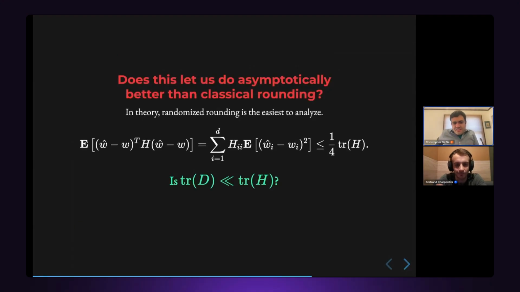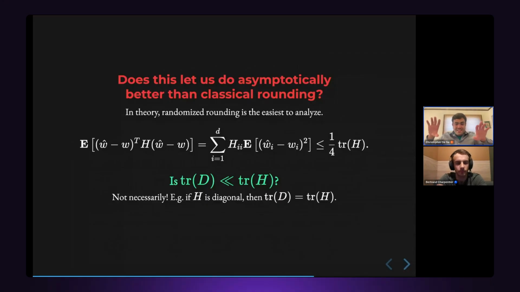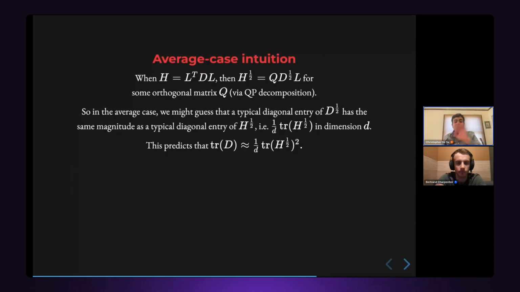So then the question is, can we do better than classical rounding with this? Well, the obvious answer is that we will do better in cases where the trace of D is small relative to the trace of H. Is the trace of D always small relative to the trace of H? Well, not necessarily. If H, for example, is a diagonal matrix, then the decomposition is just going to have D equals H, because L, the lower triangular matrix, is just going to be I, the identity matrix. And so you get no improvement. But it turns out that this is an outlier case. And in most cases, the trace of D is small relative to the trace of H.